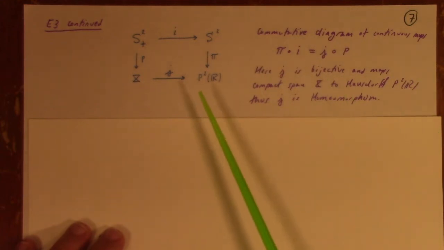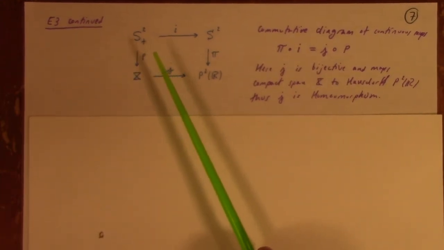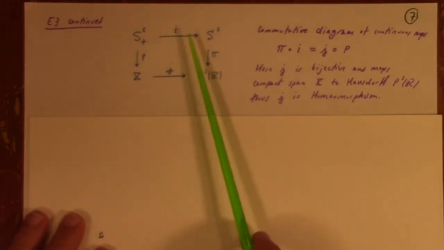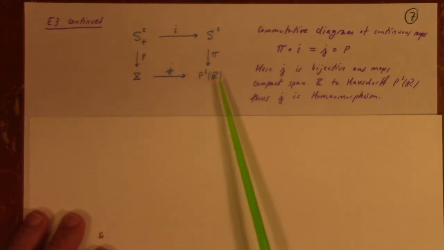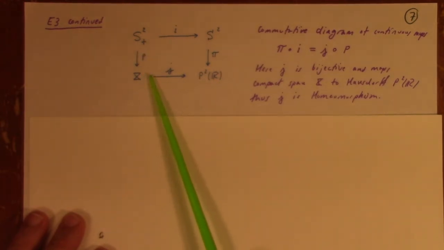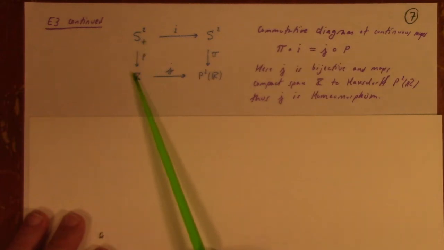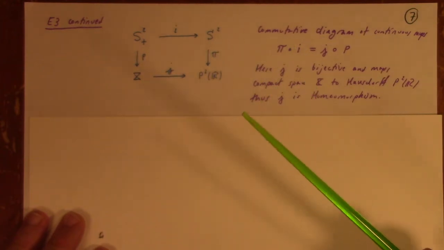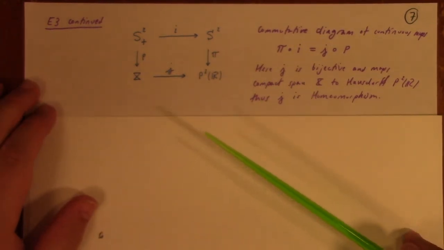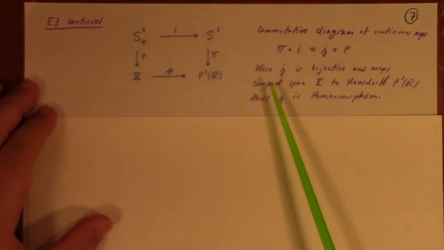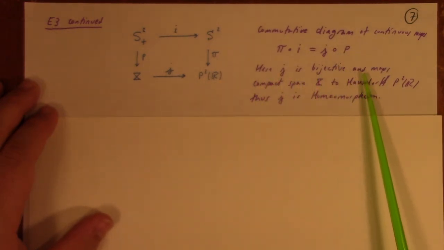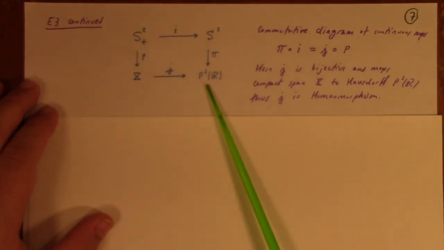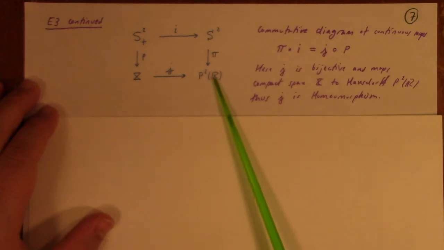Anyway, it's okay. So here's the relation. You include the upper hemisphere in the 2-sphere, and you've got projections under the antipodal equivalence, right? Either the full one or the restricted one. And anyway, it's a commutative diagram of continuous maps, and here J is bijective, so it maps a compact space X to a Hausdorff space P2R.